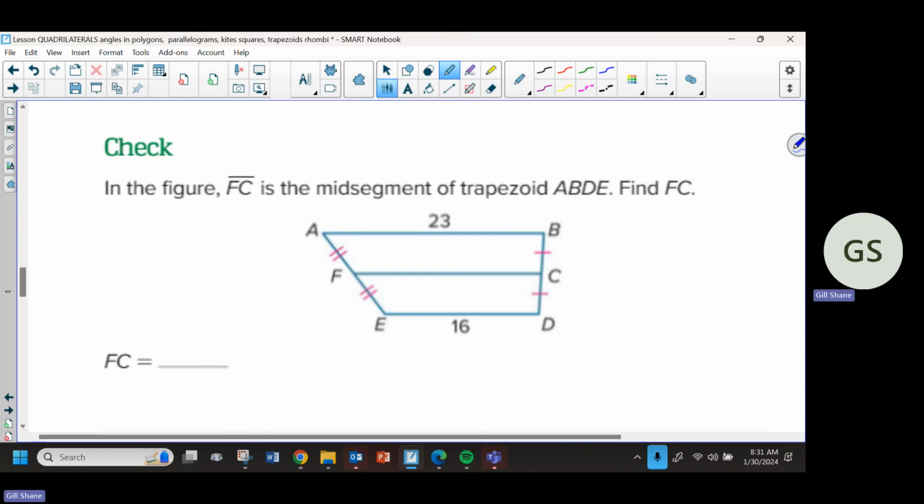So if 23 is my number and 16 is my number, that length has to be right in the middle of those two. It's in the middle of the sides. That's why we split it in half. So the length is in the middle of those two. The concept.